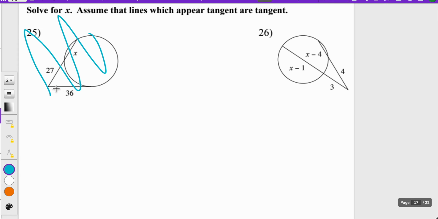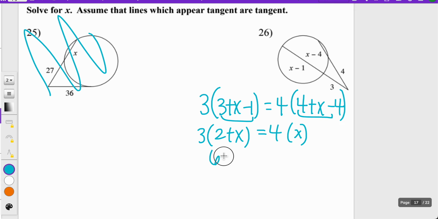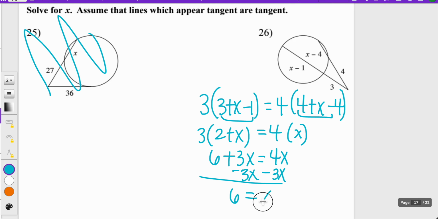And then we've got 26. Same deal, except now we've got both sides. So 3 times 3 plus x minus 1 is equal to 4 times 4 plus x minus 4. Okay, I'm going to go ahead and combine like terms here. So I'd have 3 times 2 plus x, and then over here I have 4 times, these cancel out, just x. So I'm going to get 6 plus 3x equals 4x, minus 3x from both sides. I come up with 6 is equal to x for number 26.